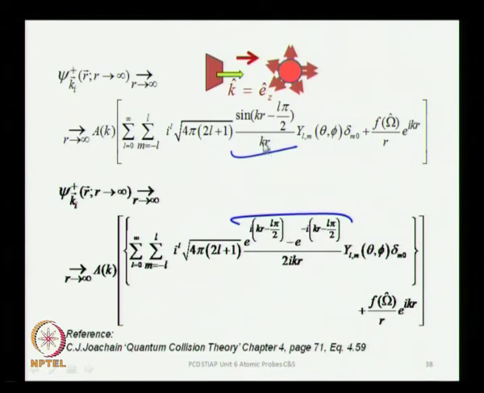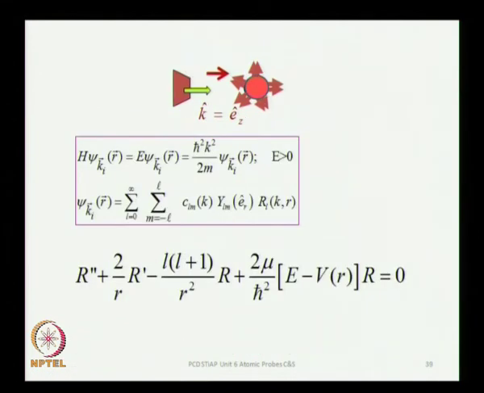The denominator is the same, which is k r. The 2 I comes when you convert the sine function into the sum of these two exponential functions, okay? So, that is how you get that twice I k r in the denominator. Okay. Now, let us look at the solution to the quantum mechanical H psi equal to E psi problem.